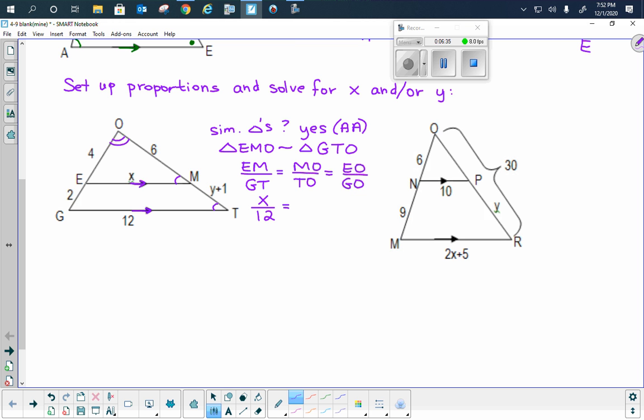MO is 6, TO is, all right, well, let's look at this. Let's actually go over here and ask you GO. This is easier. If I ask you to find this length first, I know you're going to tell me 6. What did you do? You did 2 plus 4, which is the same thing you should do over here. The length of TO would be y plus 1 plus 6. And if you combine like terms, you would get y plus 7.